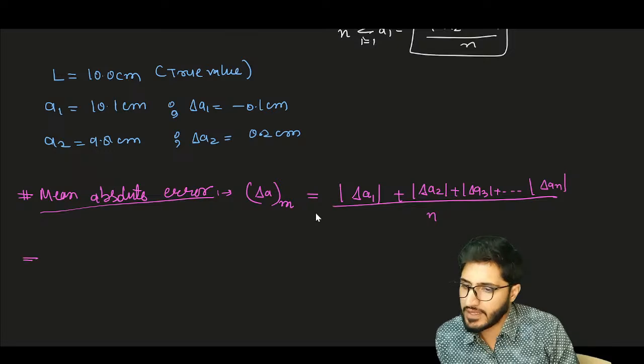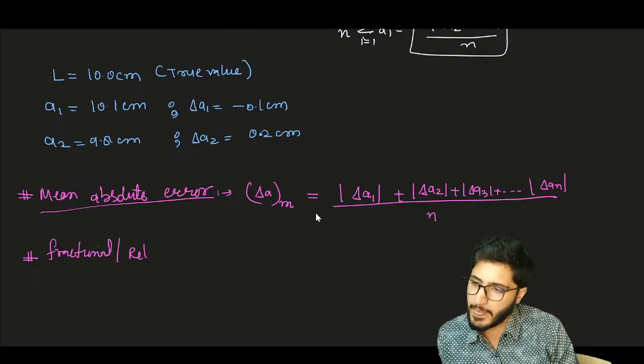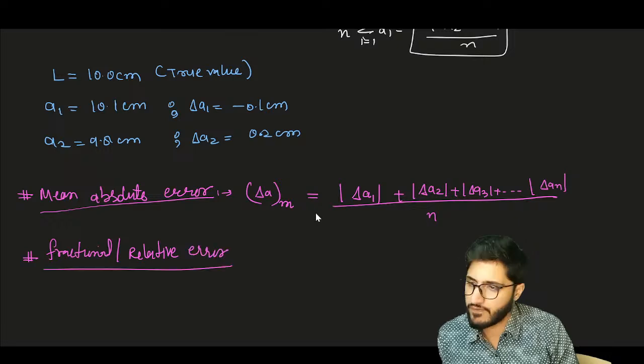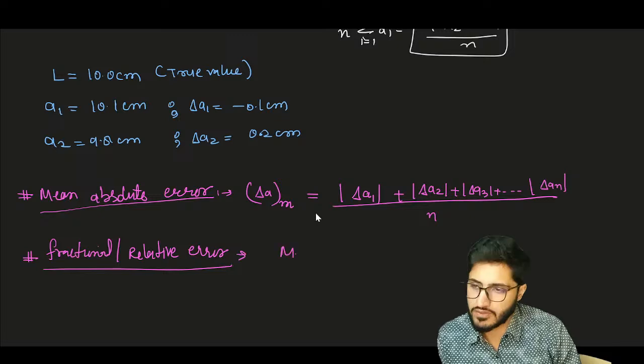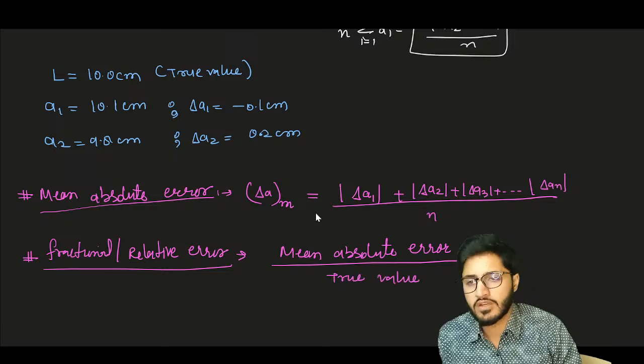Then we are having fractional or relative error. Fractional or relative error is equal to mean absolute error whole divided by true value. So delta A mean divided by A true.